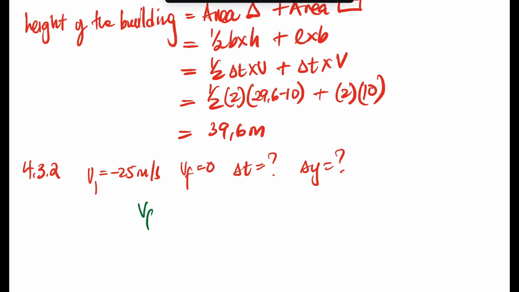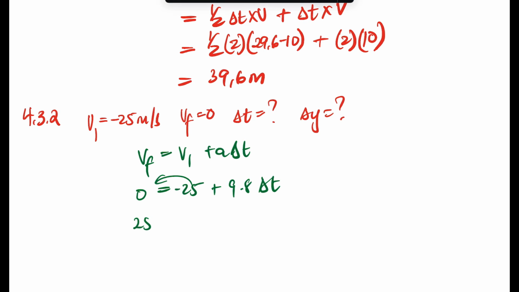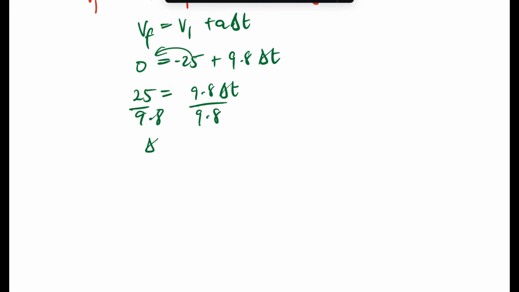So the best equation for this, guys, is vf equals vi plus a delta t. The final velocity there is 0, so 0 equals negative 25 plus, and the acceleration, remember, is positive 9.8, times delta t. If we transpose this to that side, it's going to be 25 equals 9.8 delta t, and then we divide by 9.8 both sides, and our delta t is going to be 25 divided by 9.8, so it's going to be 2.55 seconds.